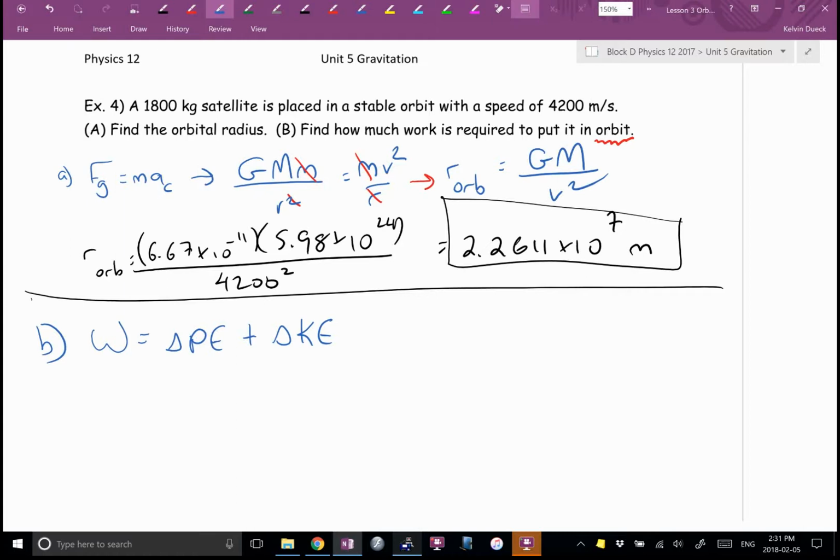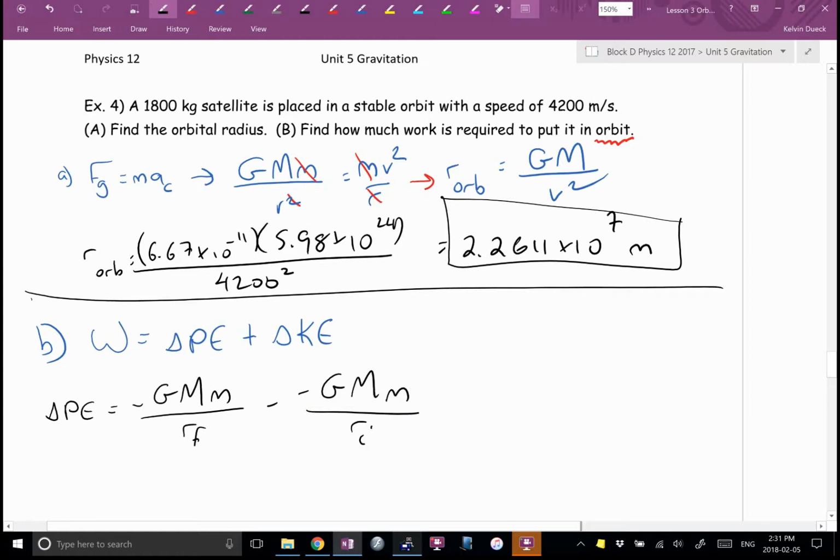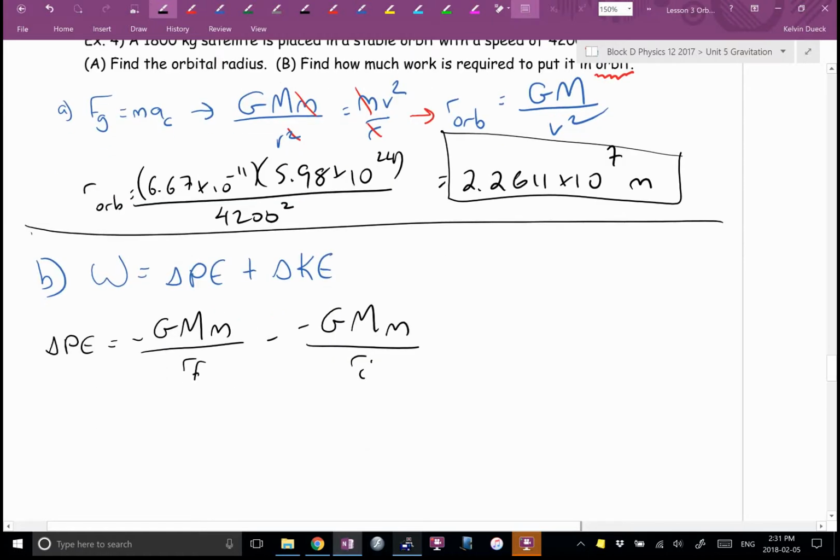Because we've got potential. What's change in anything? Can we be bold and go straight to the equation? Negative big G, big M, little m over R final minus negative big G, big M, little m over R initial. Do the m's cancel here? No, no, no, no, no.